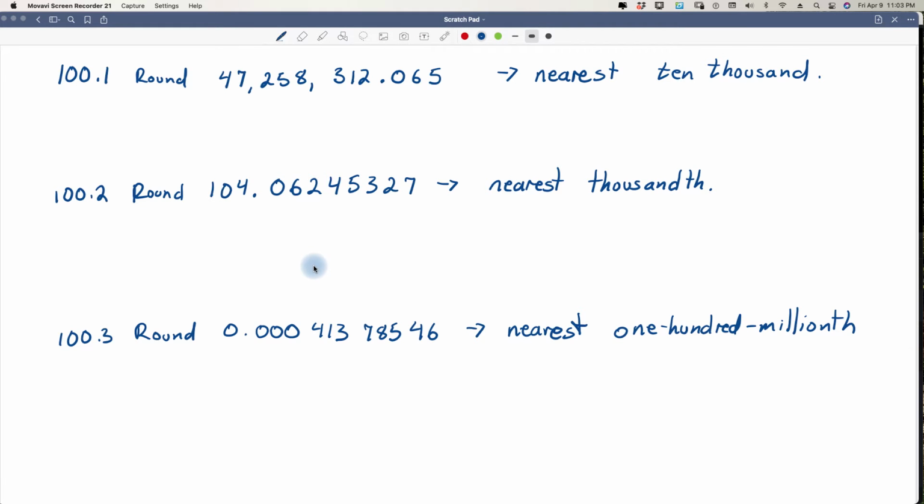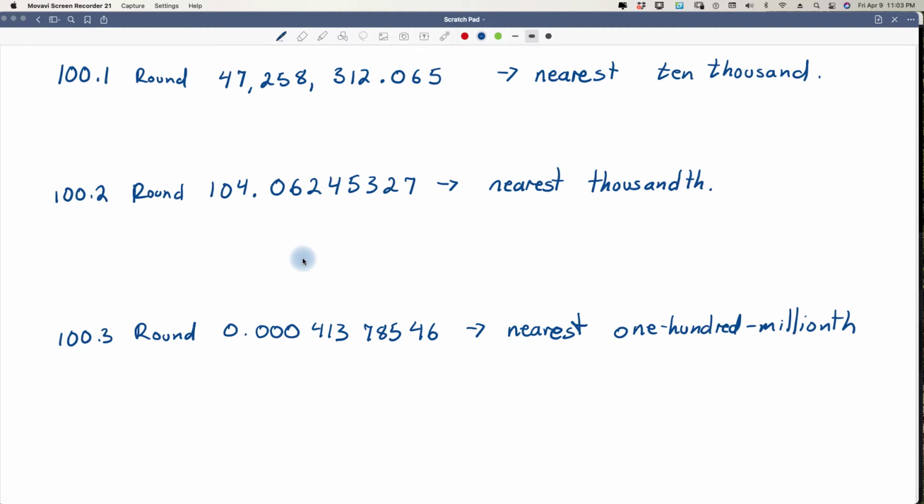Lesson 100. Congratulations, we only have 20 lessons left. You are 3/4 of the way through with the book. And so to celebrate, we have a very easy lesson today. Rounding numbers. That's it. We're going to talk about rounding numbers.